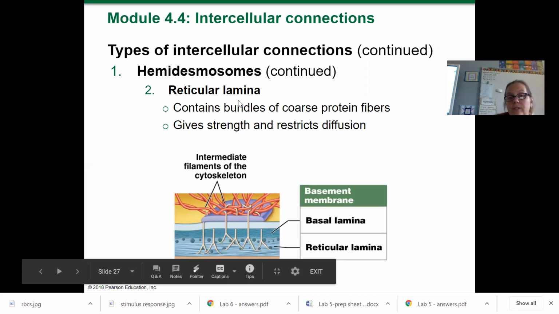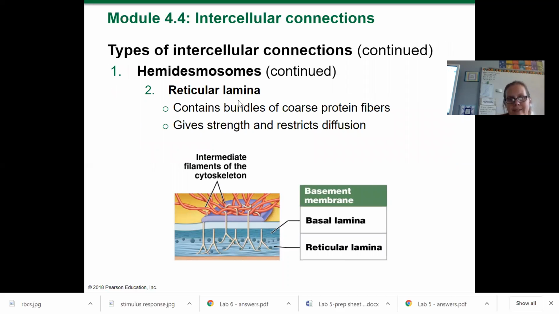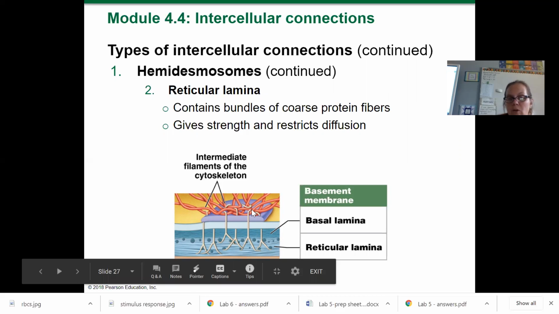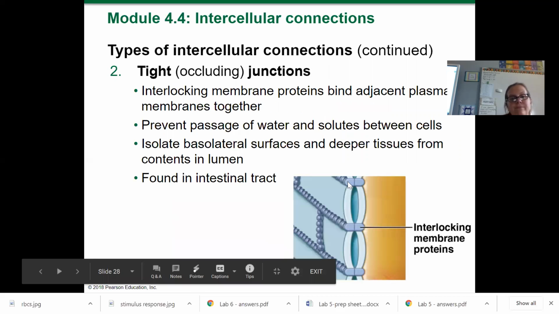There's also something called a reticular lamina, okay? And that gives the bundles, this is like more coarser fibers. If you look at this, you see all these fibers here, and then you see them here. Those two layers together make up the basement membrane.